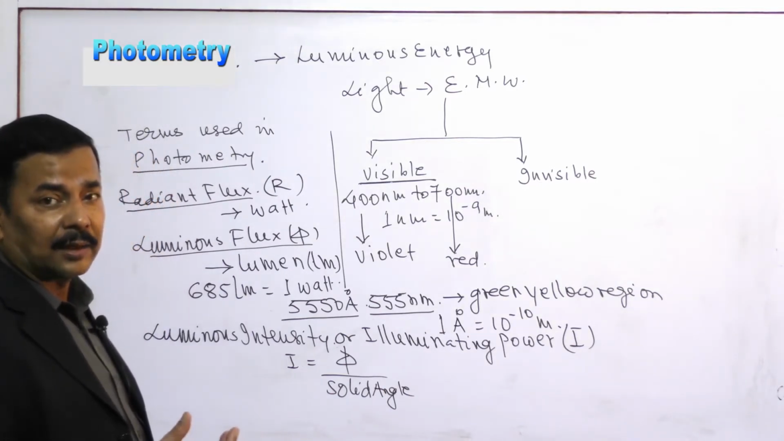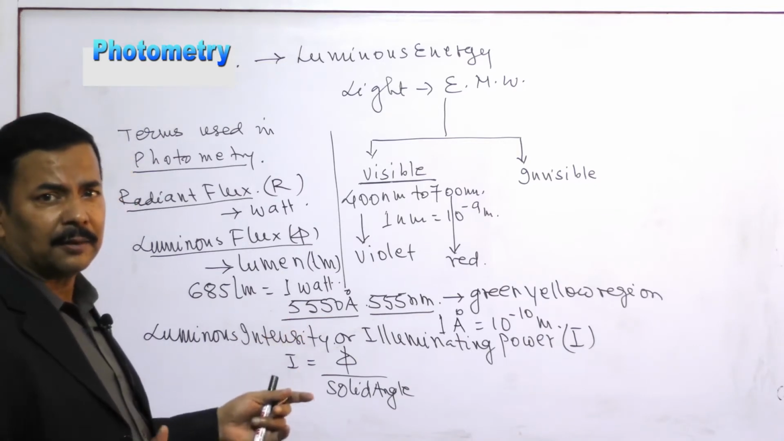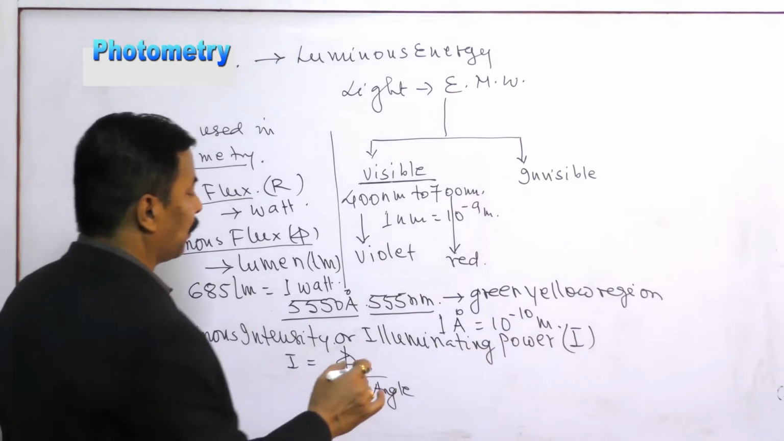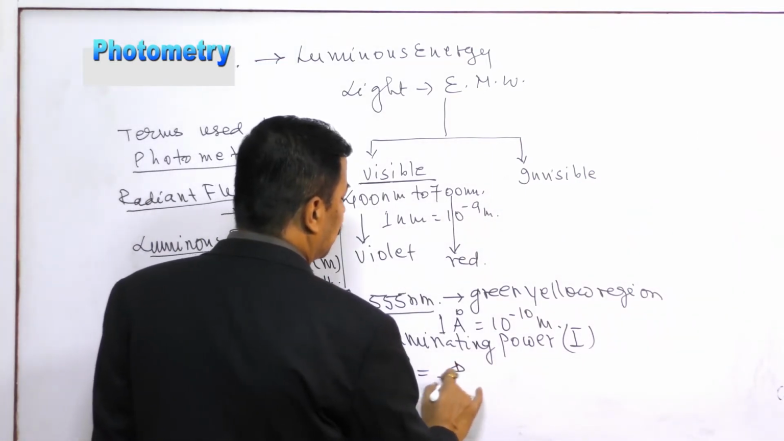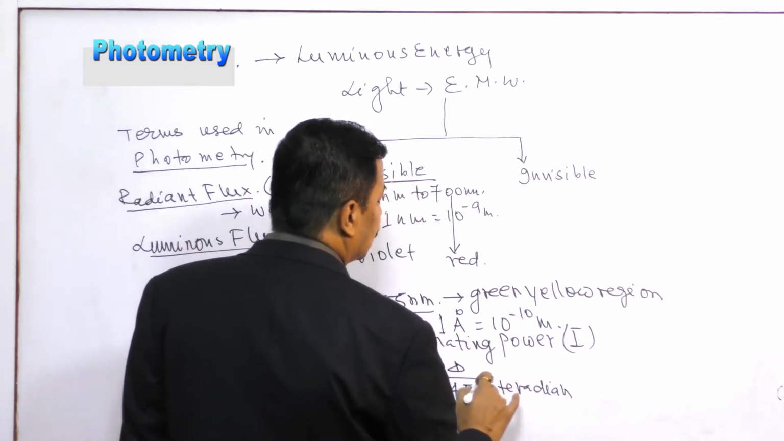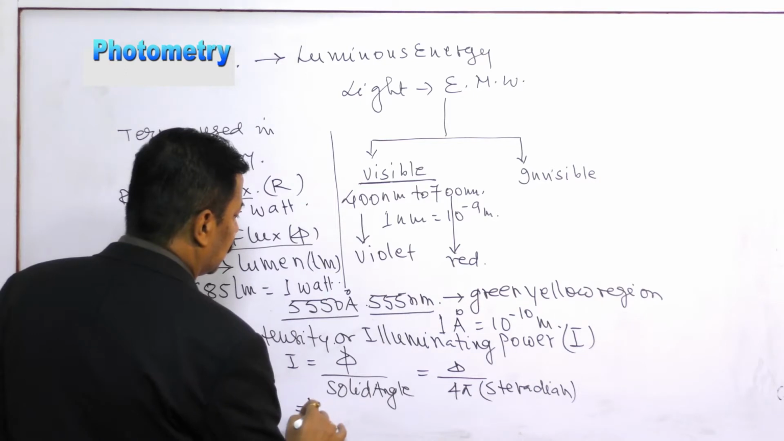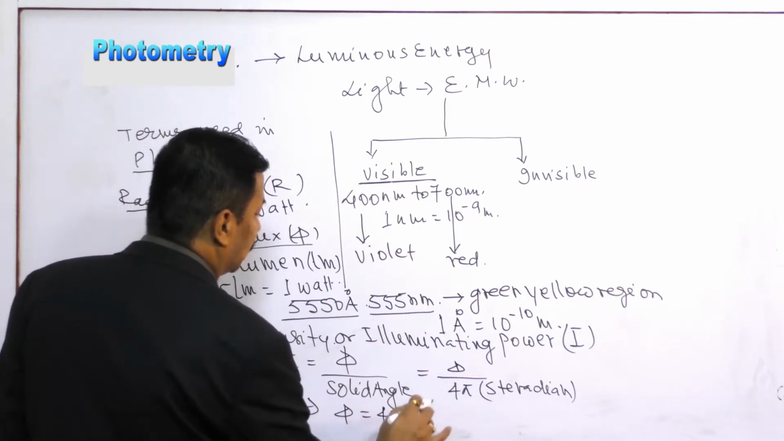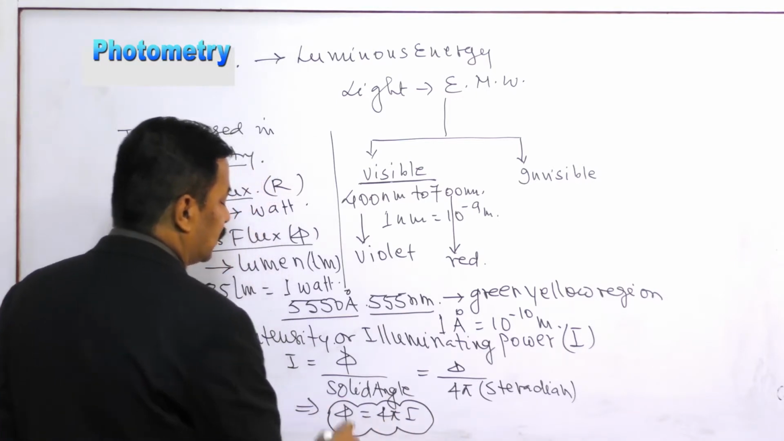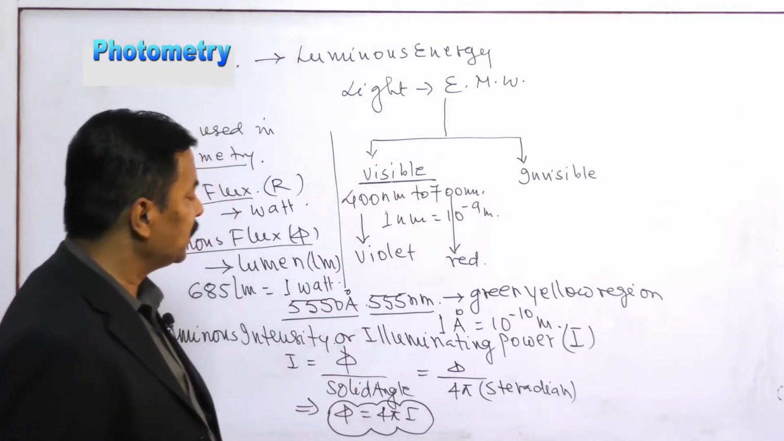What is solid angle? The angle that the cone makes, the 3-dimensional angle. So the complete value of solid angle is your 4 pi for a sphere. If at the center of a sphere, the complete angle made by the sphere, solid angle is your 4 pi. So we can write phi by 4 pi. Unit is steradian. So a very important formula we are getting here, that is phi is equals to 4 pi I. This formula has to be understood. This is the relation between luminous flux and luminous intensity.